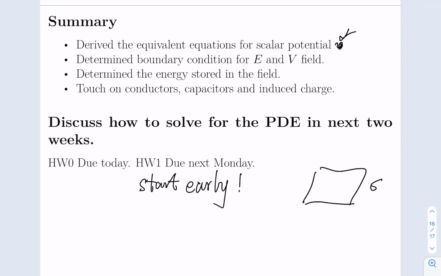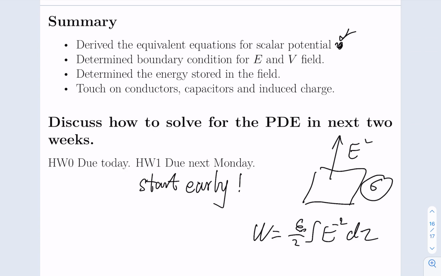The third one is that we calculated the energy stored in the field. So for a given conductor, if we fill this with a uniformly distributed charge, we know there is an E field, and simply integrating the E field squared over the volume gives us the potential energy stored in the field. And last, we learned a bit about conductors, capacitors, and the induced charge.